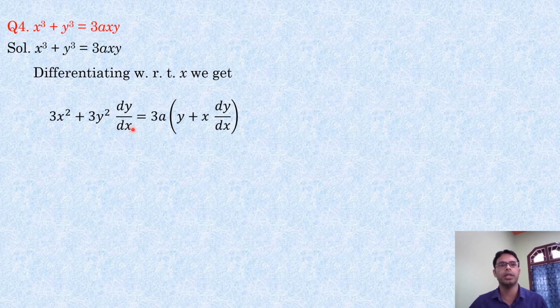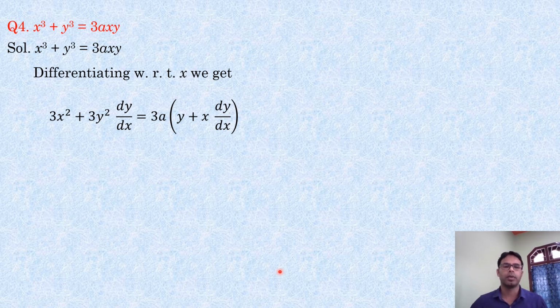equal to, here 3a is constant, so 3a remains the same. So our function is now x into y. This is a product again. So x differentiation is 1 into y remaining same, plus x remaining same, y differentiation is dy/dx.